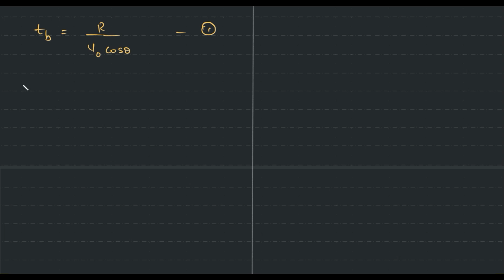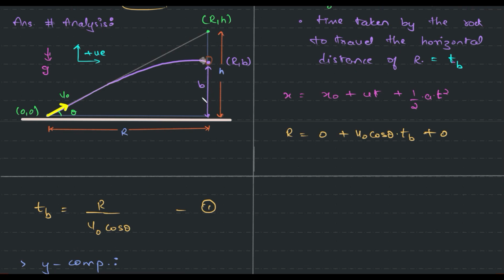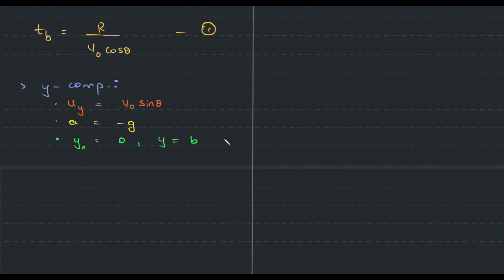Okay. So for that, what should I do next? I should consider our y component. So we have u of y, which is equal to v naught sine theta. Then we have acceleration is equal to minus g. Then we have y naught, initially it's at 0, and y is equal to b basically. I'm calling it as b. Okay. So b is the height it reaches.